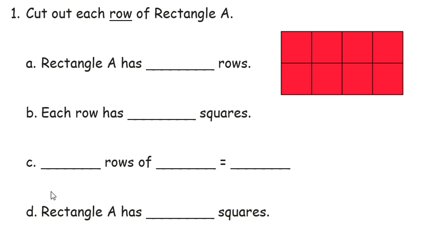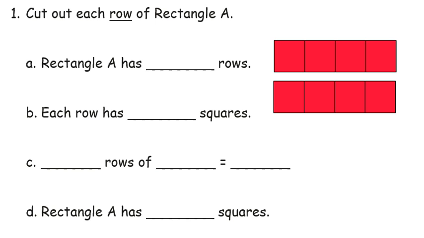The first direction says to cut out each row of rectangle A. And off to the side here, I have rectangle A. So I need to cut right through the center horizontally to divide the two rows that make up rectangle A. And here are the two rows I get when I do that.